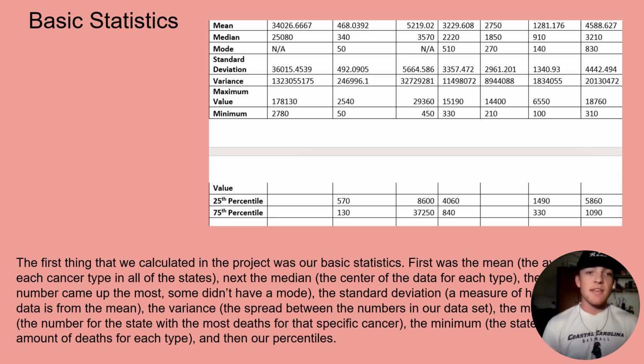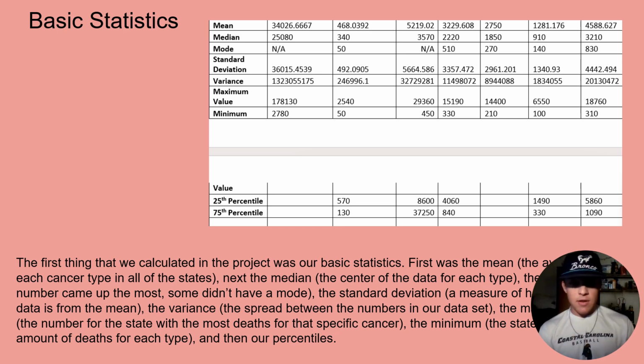So these were our basic statistics that we calculated. This was the first thing that we had to do in Excel. The first thing that we calculated was the mean, which is the average number of deaths for each type of cancer in all the states. Next, we had the median, which is the center of the data for each type, and then we had the mode, which is the number that came up the most. Some of these didn't have a mode because none of the numbers repeated.